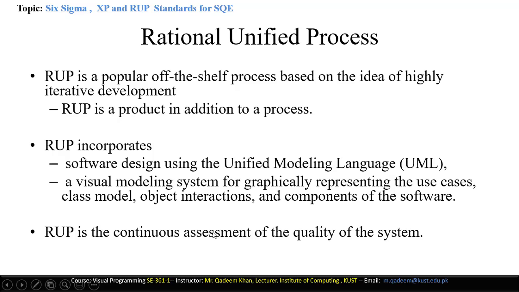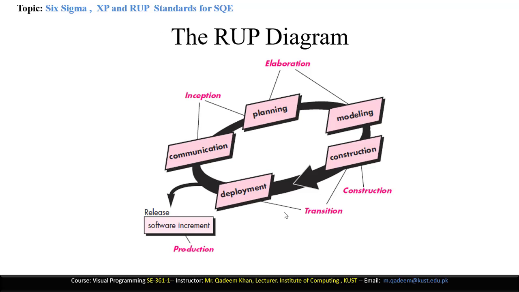RUP is a continuous assessment of the quality of the system. Basically, in RUP, we continuously assess and analyze the quality so that we can get a high quality product. These are the RUP phases here. First of all, we start with the inception phase. In the inception phase, all the customer requirements are obtained. That depends on the best communication and best planning provided by the project manager. So here we utilize the best documentation and communication media to gather the requirements from the customers, and during that phase the planning is also created.